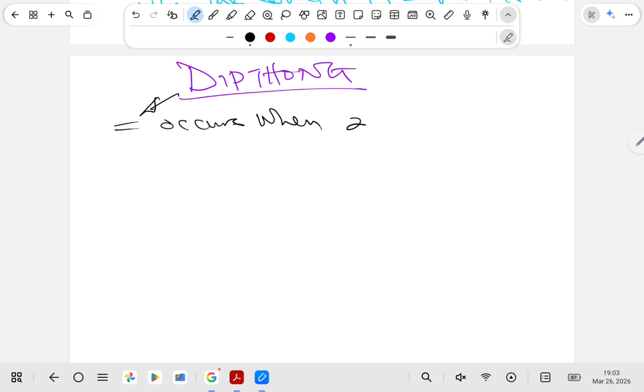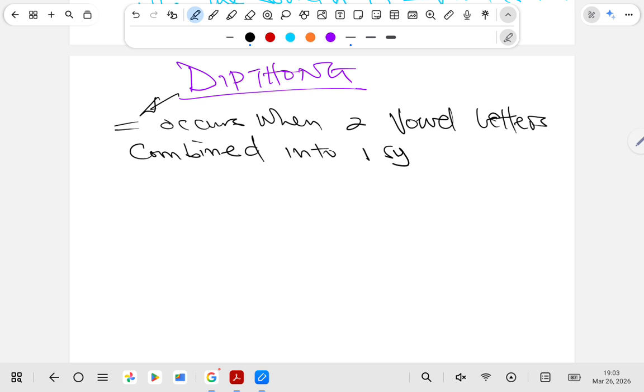two vowel letters are combined into one syllable. Sorry. So when there are two vowel letters combined, back to back, to form one syllable, that combination is called a diphthong.